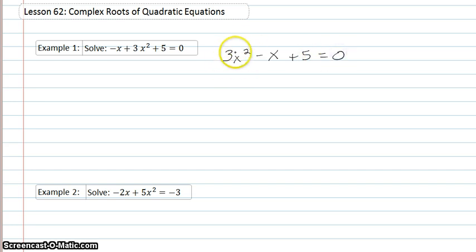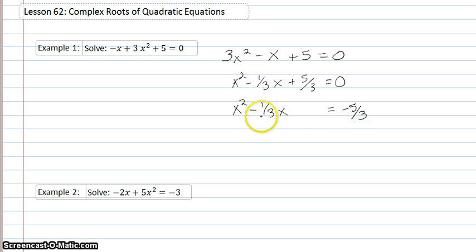And then my x squared needs to have a coefficient of only 1. So I'm going to divide everything by 3. So I'll have x squared minus 1/3 x plus 5/3 equals 0. Then I'm going to move this 5/3 to the other side of the equal sign. So I'll have x squared minus 1/3 x, I'm going to leave a space, equals negative 5/3.